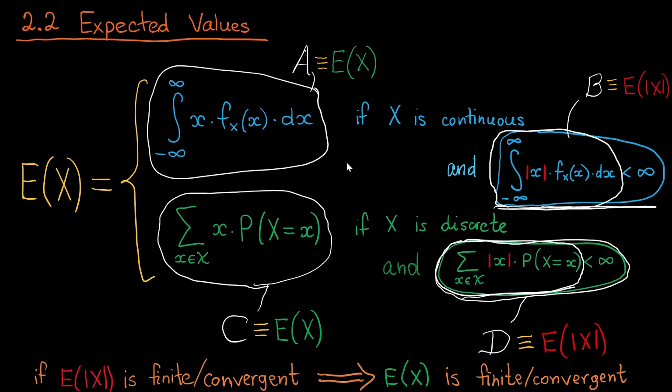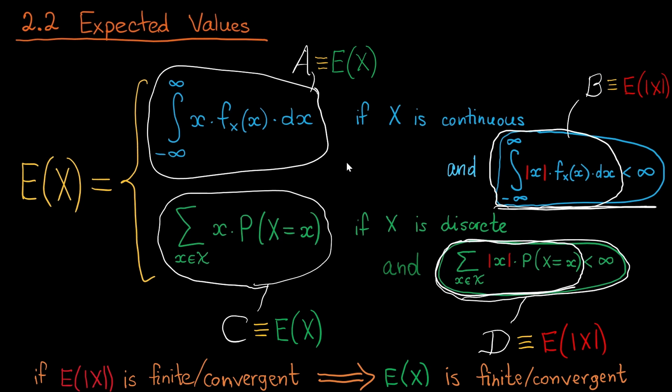In other words, if x is a continuous random variable, we will define the expected value of x to be the expression in A here. We will say that the expected value of x exists only if another expression, which I labeled here with B, is finite, or less than infinity, or convergent, or exists. Those are equivalent ways of stating the same thing. And if x is discrete, we will define the expected value of this random variable x to be the expression that I labeled here with C, but only if this other expression, which I labeled here with D, is finite or convergent or exists.